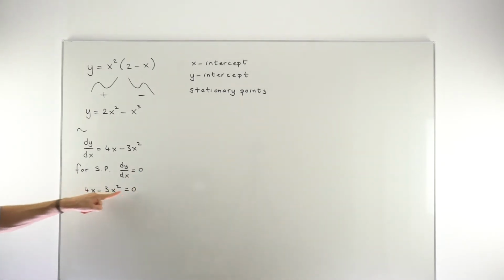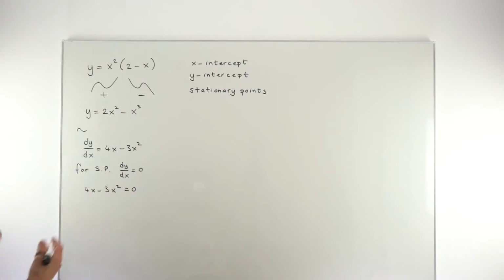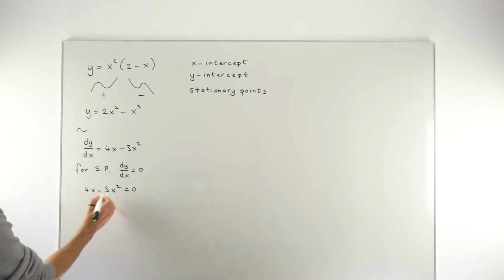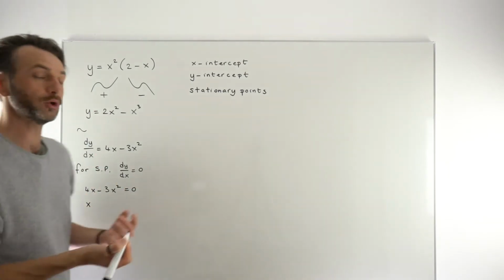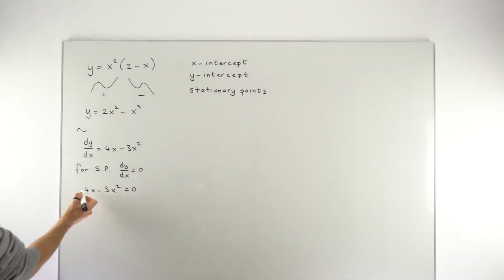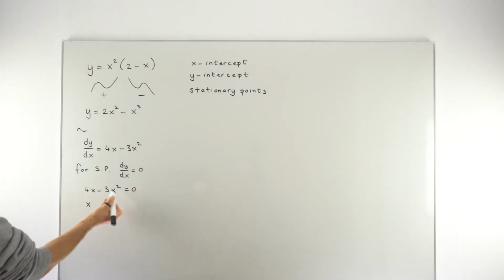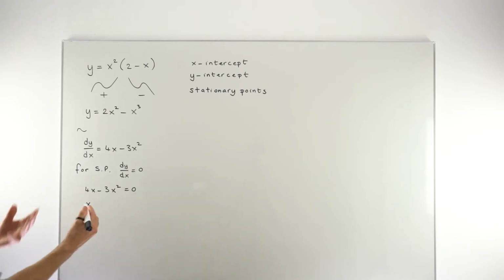Now we need to solve this equation. This is a quadratic equation. We're going to have to solve it by factorizing. So I'm going to factorize by pulling out a common factor. It could be that this is some different form. Whatever form you get, you're just going to have to work with it and solve the equation. A lot of them do come out to be quite easily factorizable.